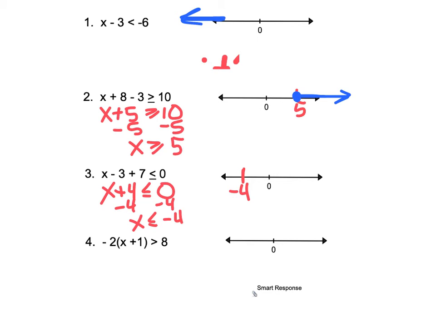Negative 4 is our boundary number. Decide if it's open circle or closed circle. Think about which numbers make that statement true. x is less than or equal to negative 4. And then shade appropriately.